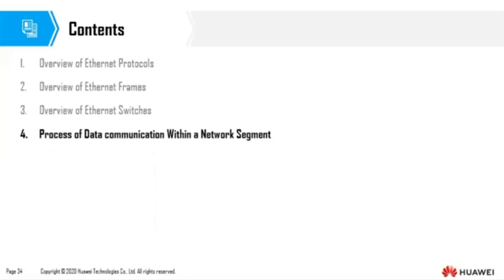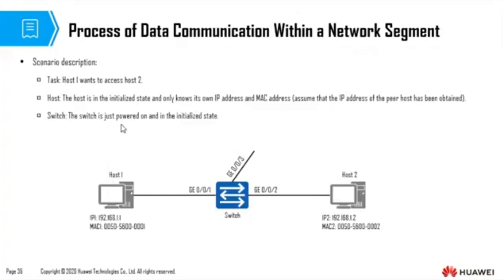So let's look at the process of data communication within a network segment. The scenario here is host 1 wants to access host 2. So that is the task. The host is in the initialized state, which means it only knows its own IP address and MAC address. But we have been told to assume that the IP address of the peer host has been obtained. So this host wants to talk to host 2, but we only have the IP address of host 2.